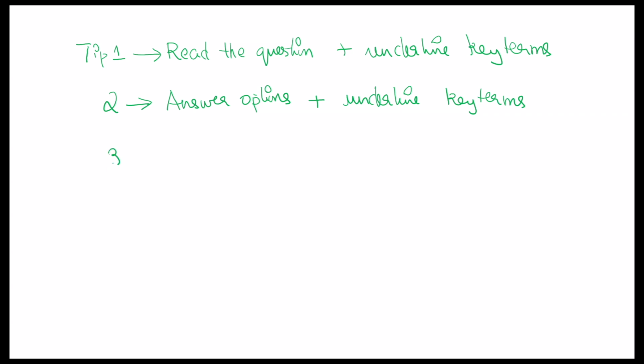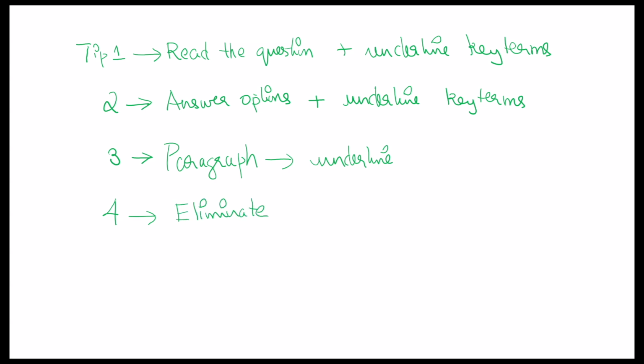Tip number 3, or step number 3, is look at the paragraph involved and underline the terms that you feel are important. Step number 4, you can eliminate the wrong answer options. Step number 5 is choose the right option. Yay! Wasn't that easy?